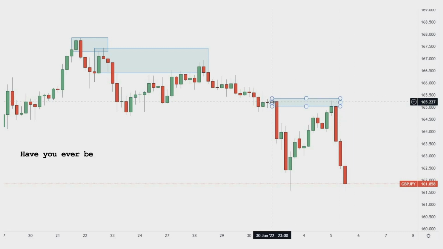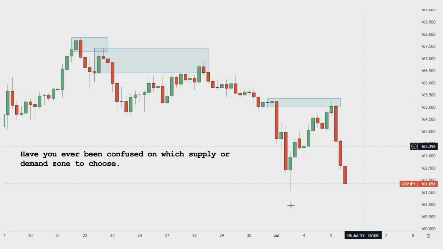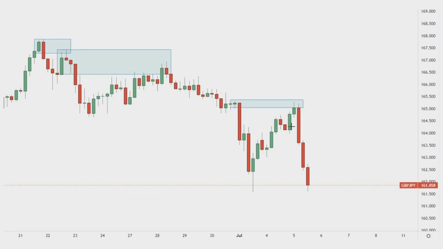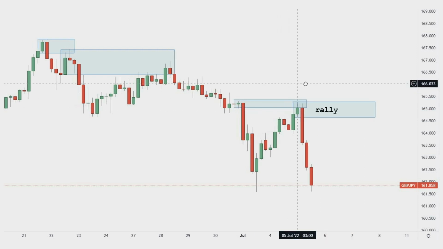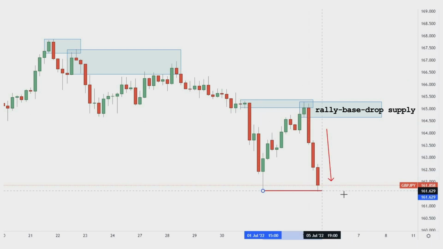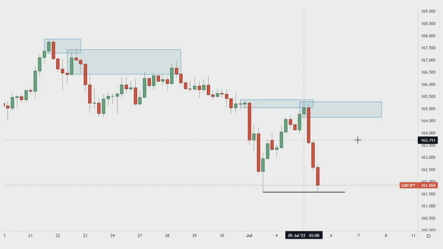Have you ever been confused on which supply or demand zone to choose after you have highlighted various of them? We are highlighting the supply zones that drove the bearish trend. And there we have the last supply with a strong bearish drop. This is a rally, base, drop, supply type. We are highlighting a last lower low level and waiting for price to break below it.